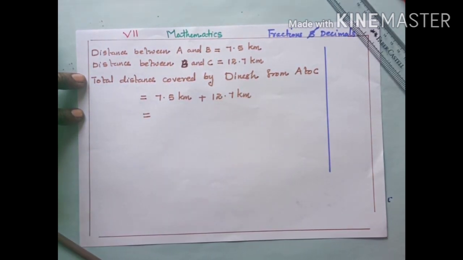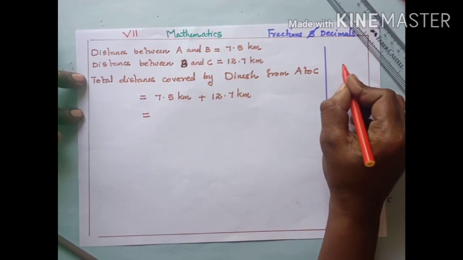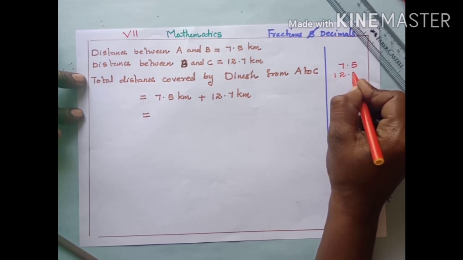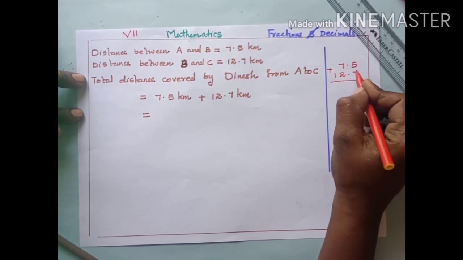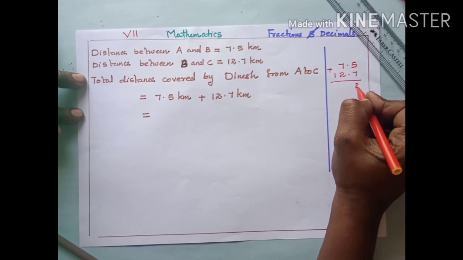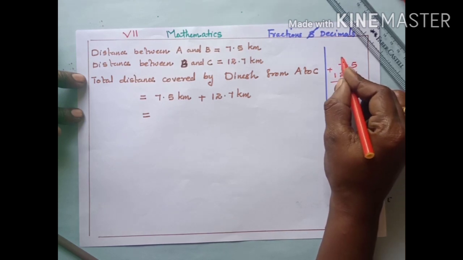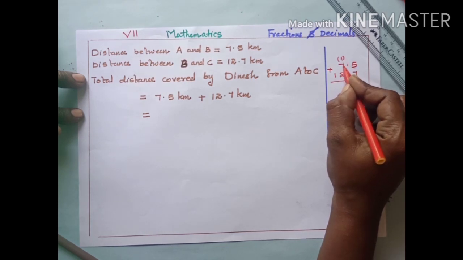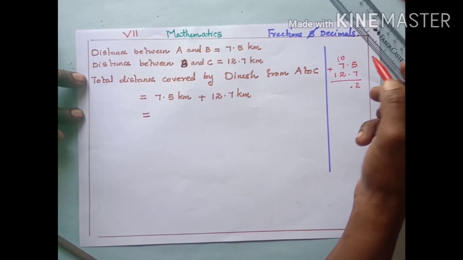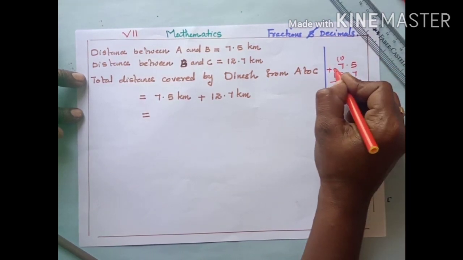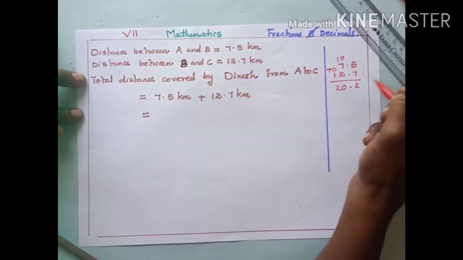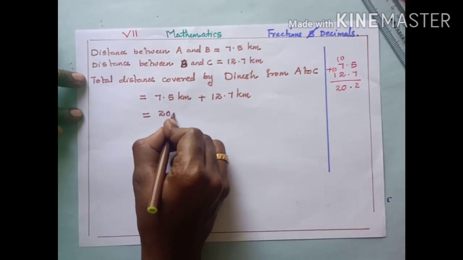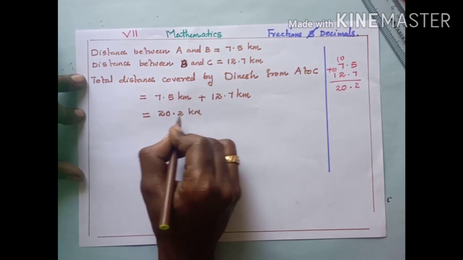So by adding we get 7.5 plus 12.7. Adding 5 plus 7, 12. 1 carry, put the decimal point here. Then 1 plus 7, 8, plus 2, 10. 1 carry, 1 plus 1, 2. So we get 20.2 kilometers.